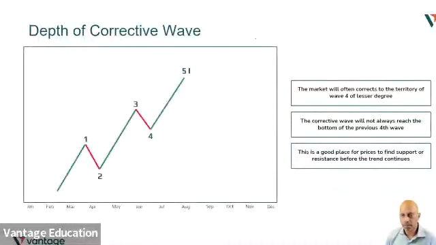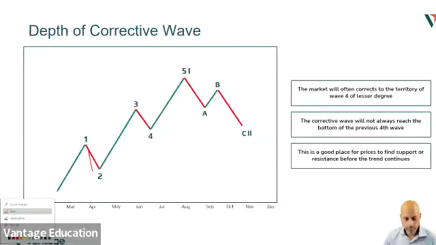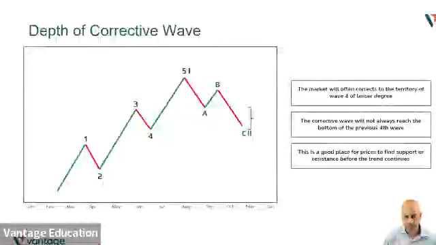All right, okay, then the depth of a corrective wave. How far can a corrective wave go? The market will often correct to the territory of wave 4 of a lesser degree. So what this means is, you have one, two, three, four, five, and then you have A, B, C. The corrective wave will not always reach the bottom of the previous wave 4, but usually this is an area where we are looking for it to come to an end, right? This is what it means here.